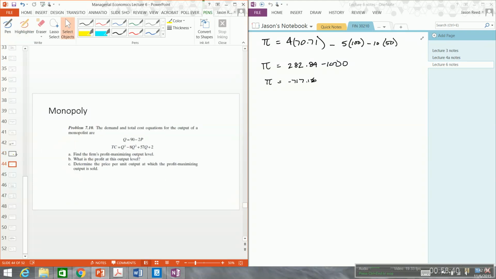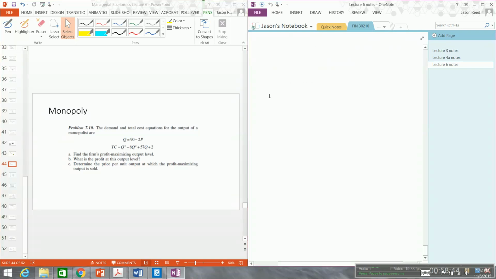So let's solve a problem from this. So this is problem 7.10. So 7.10 says the demand and total cost equations for the output of a monopolist are Q is equal to 90 minus 2P, and total cost is equal to Q cubed minus 8Q squared plus 57Q plus 2. Find the firm's profit maximizing output level.